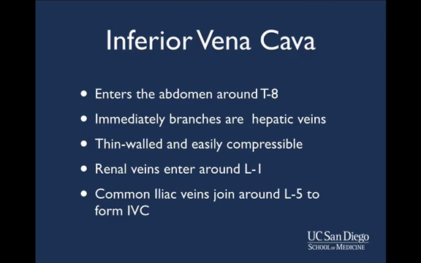If we would like to visualize the inferior vena cava, let's start by looking at its anatomy. It enters the abdomen around T8 level and immediately branches into the hepatic veins. The inferior vena cava is characteristically thin-walled and easily compressible. We can see the renal veins enter around lumbar 1 level, and the common iliacs join around L5 to form the inferior vena cava.